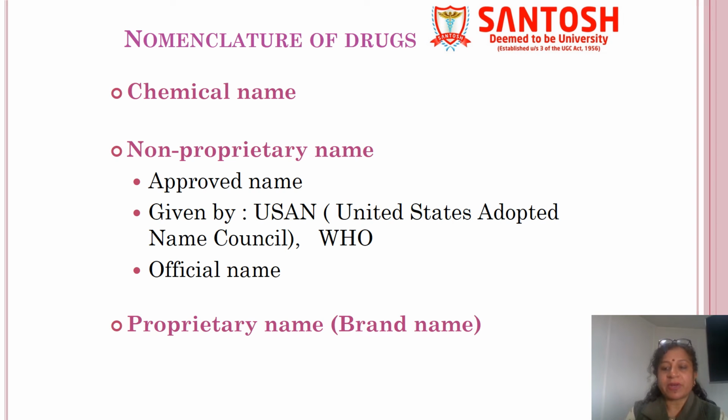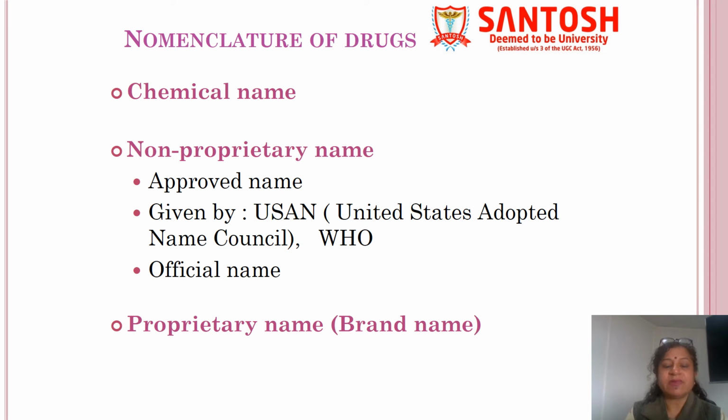Next comes the non-proprietary name. Another name for it is the generic name. Modi ji started Jan Aushadhi Kendras, where we are getting all kinds of generic medicines. So that is the non-proprietary name, which is actually approved by a particular government, like by WHO or by the United States, or maybe by a particular continent. They have approved that particular name. So that is the generic name or non-proprietary name.